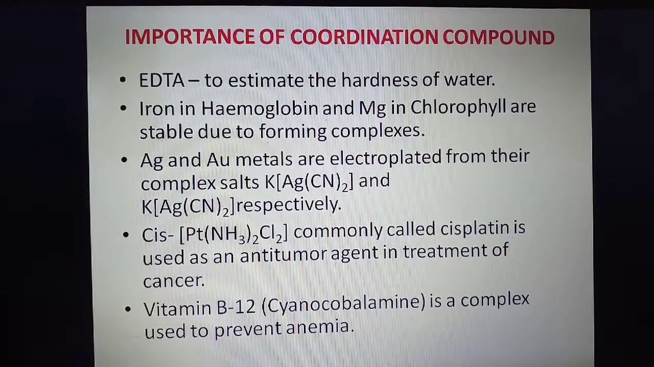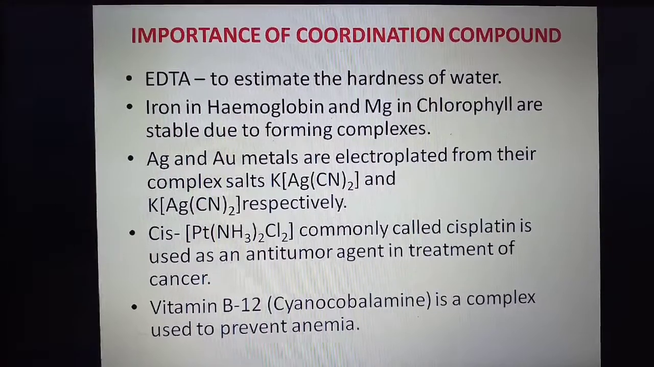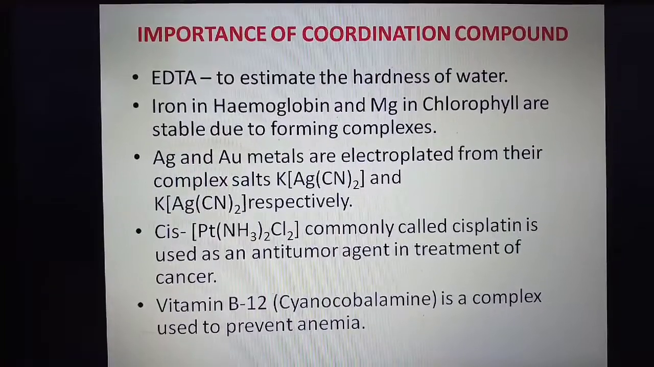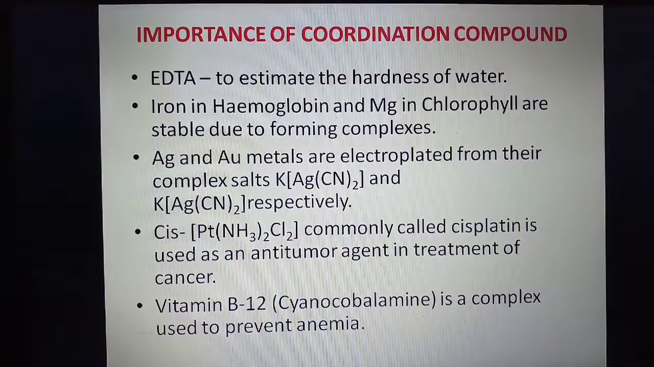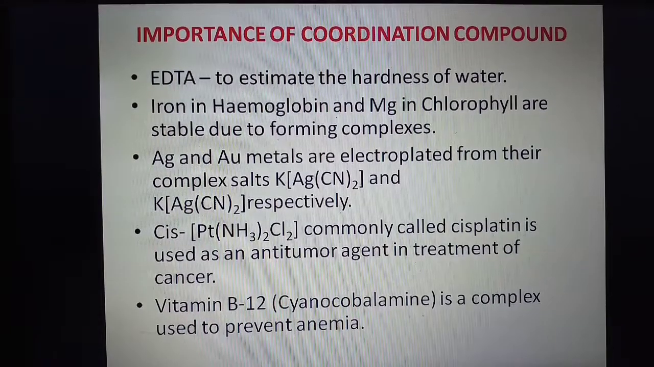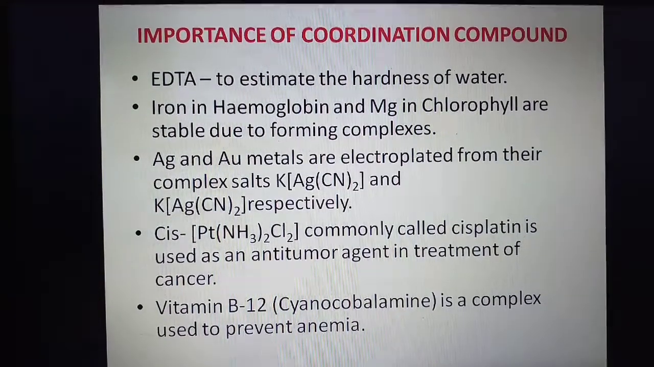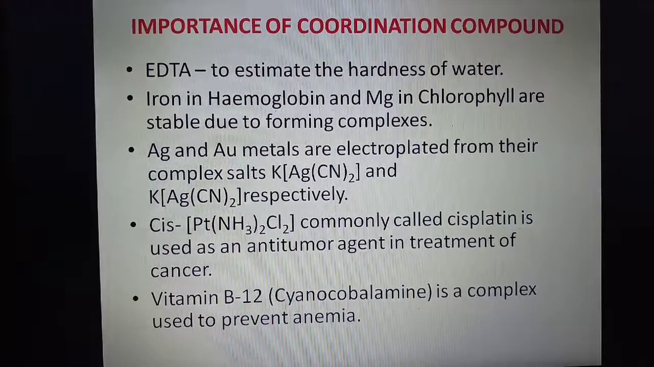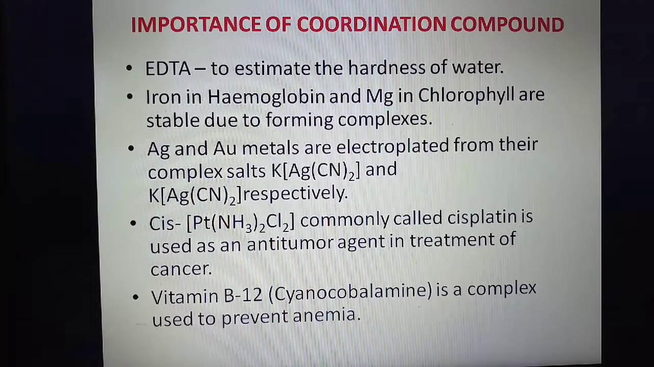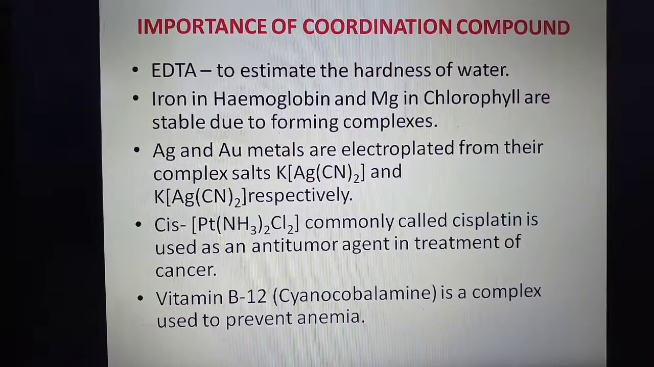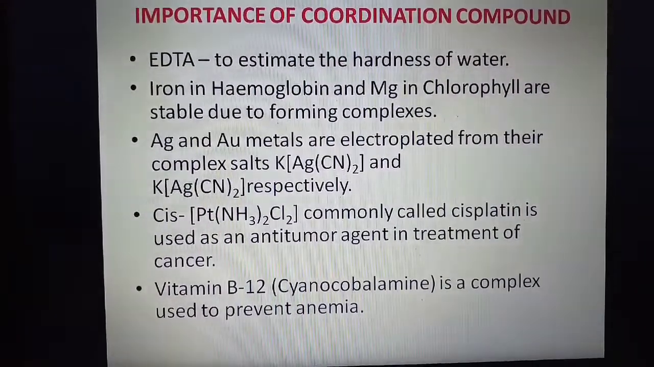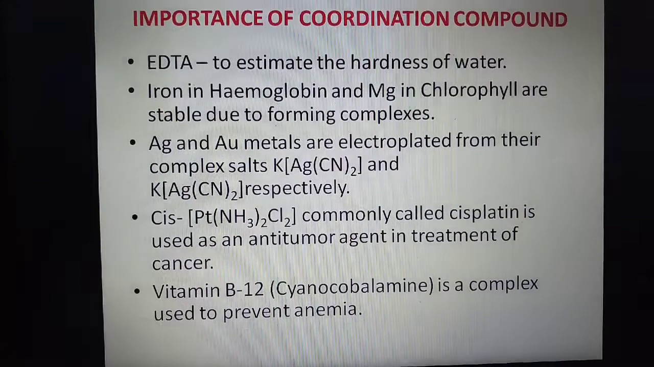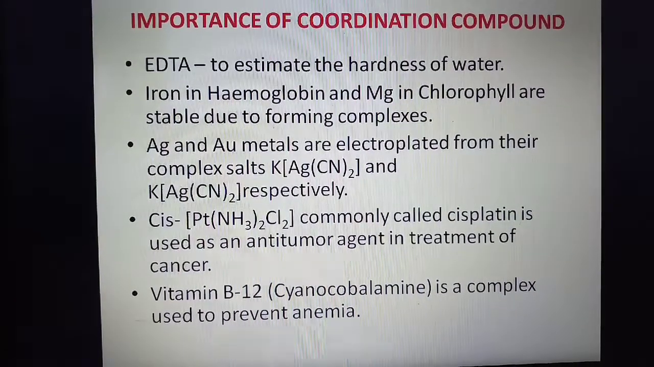This is the last topic for the coordination compounds. We will go with the importance of coordination compounds. Some of the importance I have illustrated, particularly EDTA, ethylenediaminetetraacetate, used to estimate the hardness of water. The iron in hemoglobin and magnesium in chlorophyll are stable due to the formation of complexes. Silver and gold metals are electroplated from their complex salts like K[Ag(CN)2] and K[Au(CN)2] respectively.